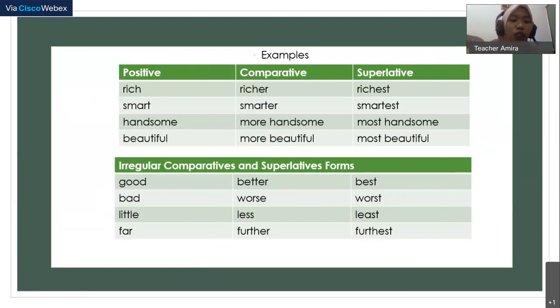So the first one would be good, and the comparative form of good is better, and the superlative form of the word good is best. There is no such thing as good, gooder, goodest, no, and also there is no such thing as good, more.